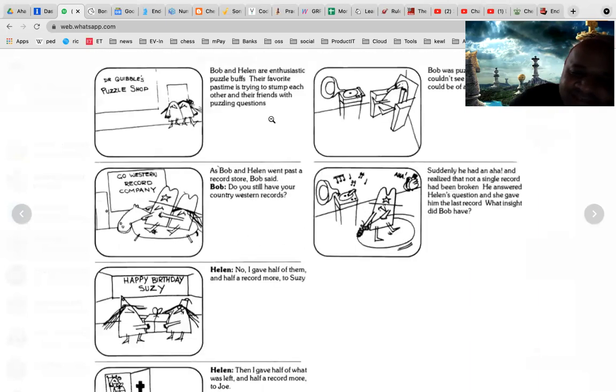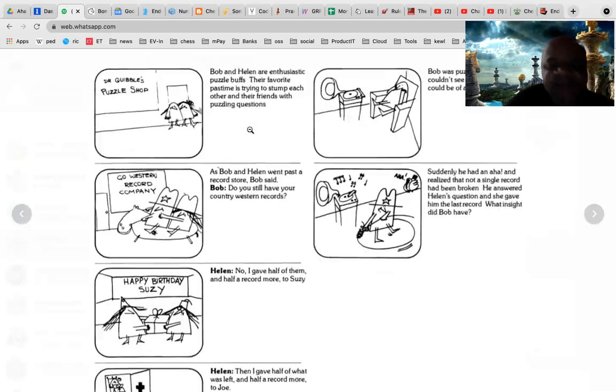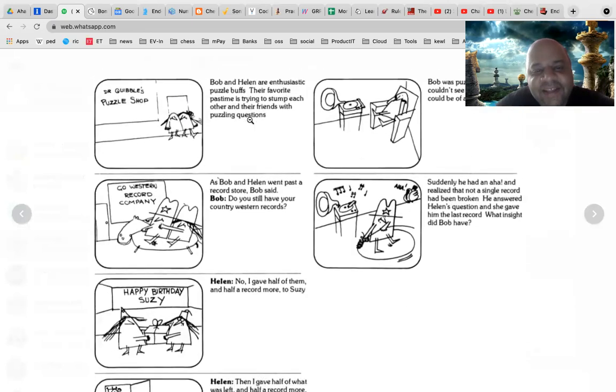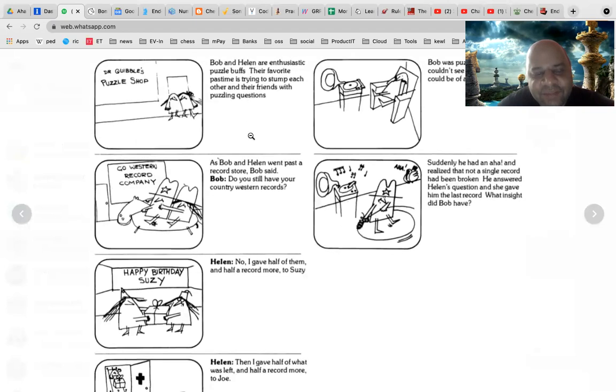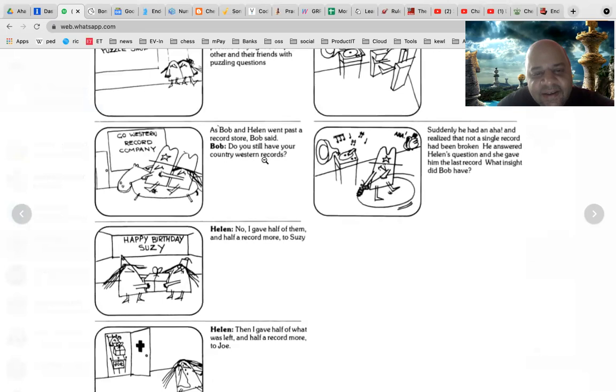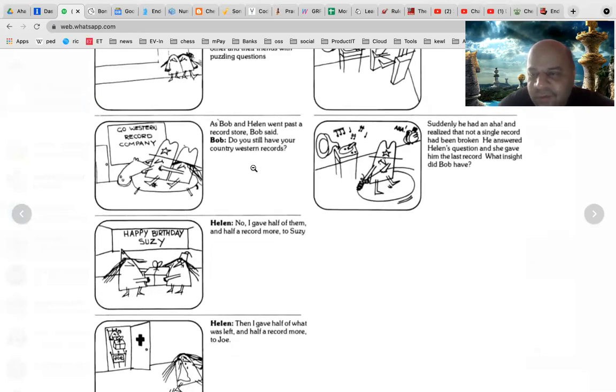Okay, here I will just explain the problem so that then you can think, right? Bob and Helen are enthusiastic about records and trying to stump each other with puzzling questions. Bob asks Helen about records, those old disc records, LPs as you call them. Earlier music used to be recorded on those. You might have seen them in some very old museum. Then Helen says, I had them, but I gave half of them and half a record more.